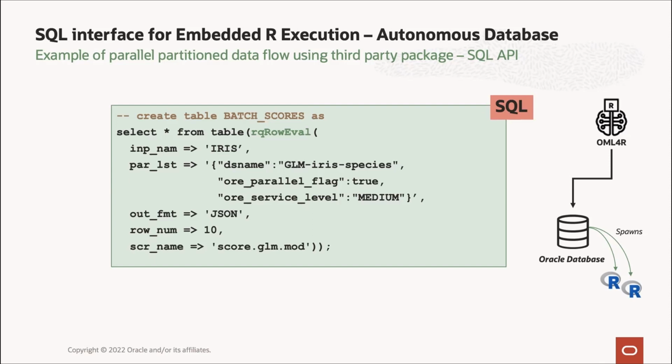And lastly, we will input the function to be invoked on each chunk of rows, which is saved in the script repository, and that is inputted as score.glm.mod. This will score the data 10 rows at a time, utilizing 4 spawned R engines specified by the medium service level, and invoke score.glm.mod on each of those chunks of rows.